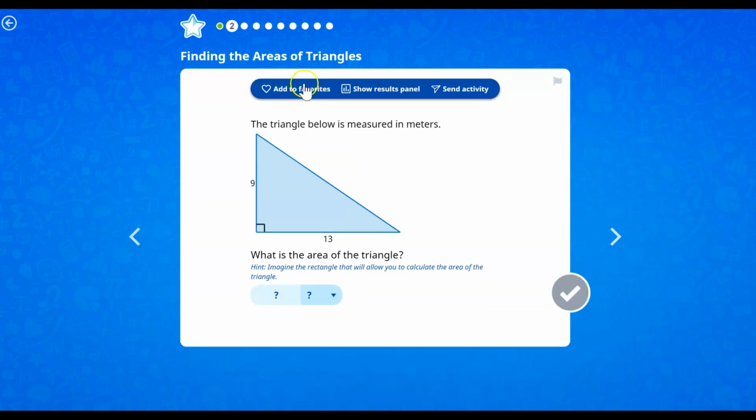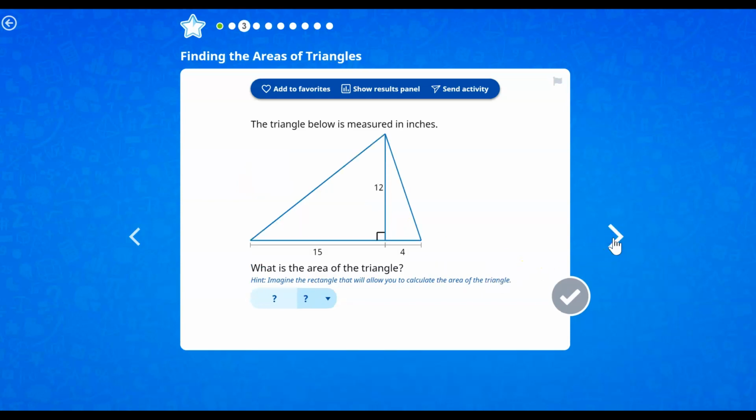Here's another problem. Again, it's just going to be base times height, 13 times 9, and then divide it by 2, or take 1/2 of 13 times 9. It's the same thing.